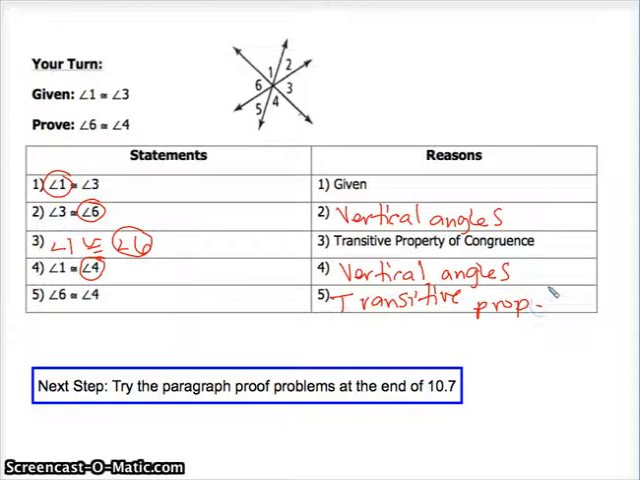All right. Hope you learned a lot about proofs, about vertical angles, and how to use the transitive property. Your next step is to try those paragraph proof problems at the end of 10.7. And then you've got a little work to do for homework tonight.